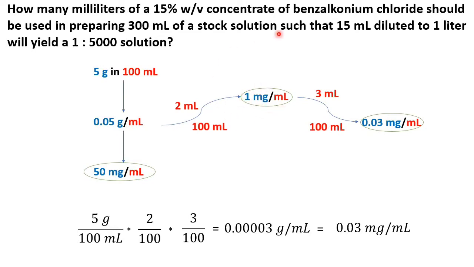And we can do the same to convert it to the original solution. So we multiply 1 milligram per milliliter times 100 over 2, and we get that the concentration of the original solution is 50 milligrams per milliliter. Okay, so after knowing these basics we can start solving our problem. Let's start.